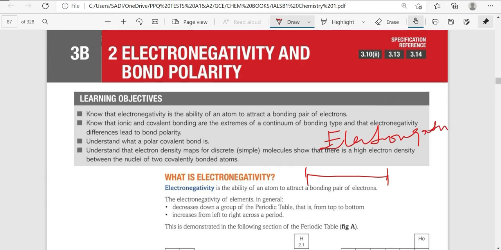Electronegativity difference, DIFF. So from 0 to 4, and 1.7 is the middle point actually.